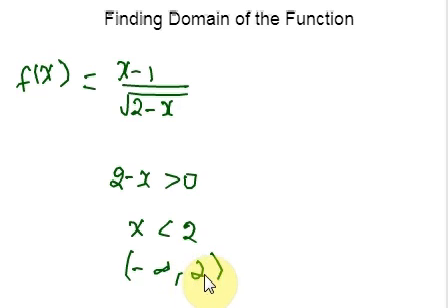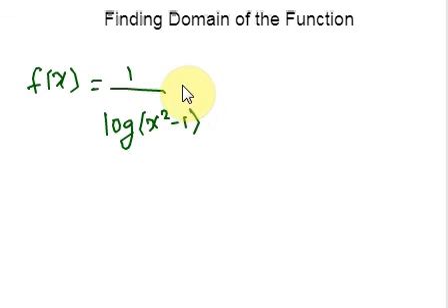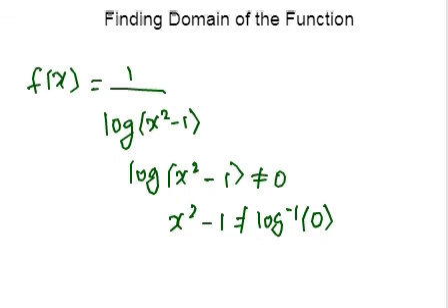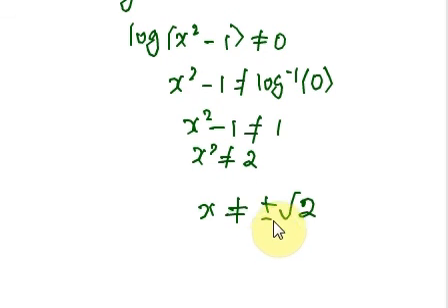Okay, I would like to give you an example using a logarithmic function. Here it is. Again we are getting a fraction. The denominator should not be equal to 0. So set the denominator not equal to 0, and write the expression not equal to 0. You can take the inverse log on both sides. The inverse log of 0 is 1. Adding 1 on both sides, and taking the square root on both sides will give you x cannot be equal to positive square root of 2 and negative square root of 2.